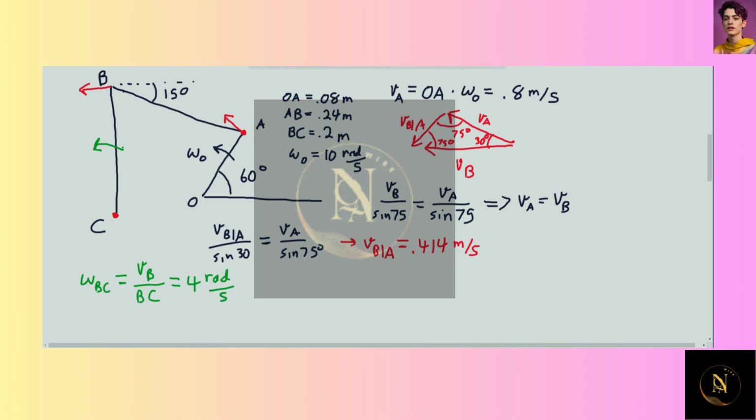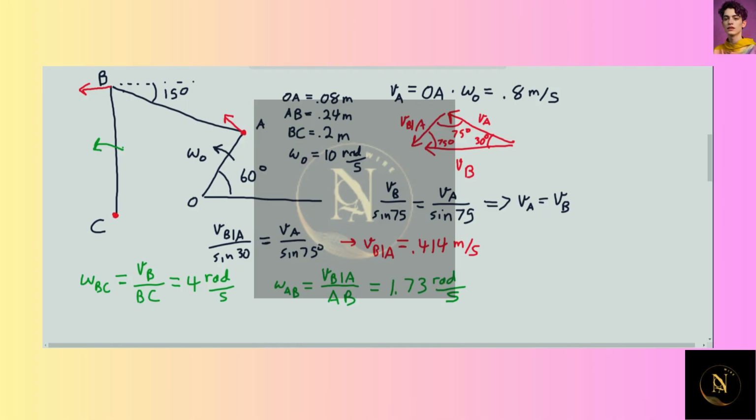We can do something very similar for omega AB. Omega AB will just be the velocity of B with respect to A divided by the length of that rod, AB. The velocity of B with respect to A is 0.414. Length of AB is 0.24. So when we do that division, we get 1.73 radians per second, roughly.